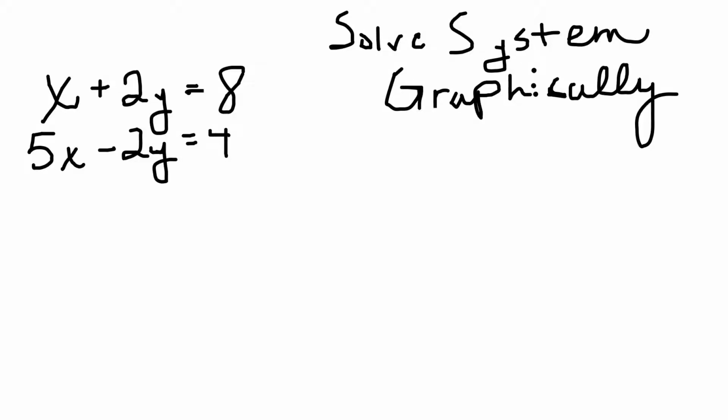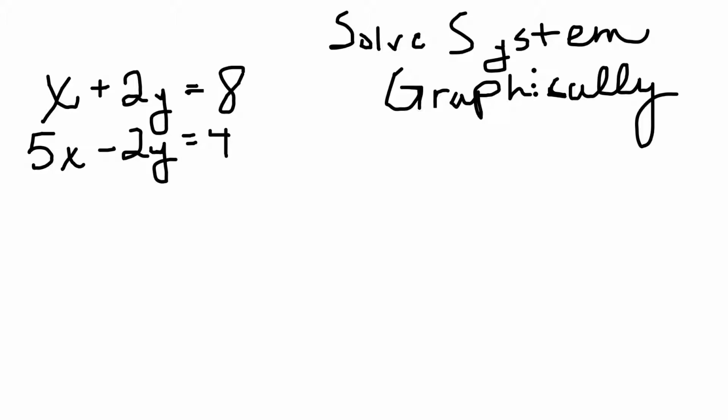In this video, we're going to discuss solving a system graphically. So I have my system right here, and I'll note that they're both linear because the x and the y's are both in the first power. And I'm going to solve this system graphically. That means I'm going to plot it, and I'm going to look for that point of intersection.